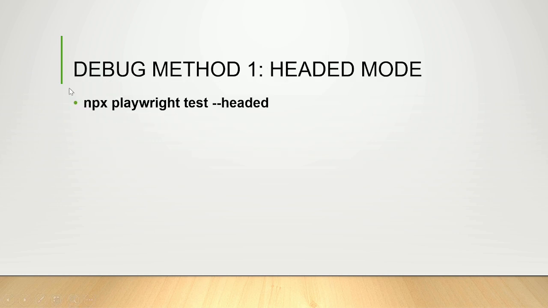Now we can see debug method 1, headed mode. The first and simplest debugging method is headed mode. By default, Playwright runs in headless mode, meaning you cannot see the browser. When you use the hyphen-hyphen headed flag, the browser opens visibly, and we can see each step and understand where the test is failing. So this is very useful for beginners.